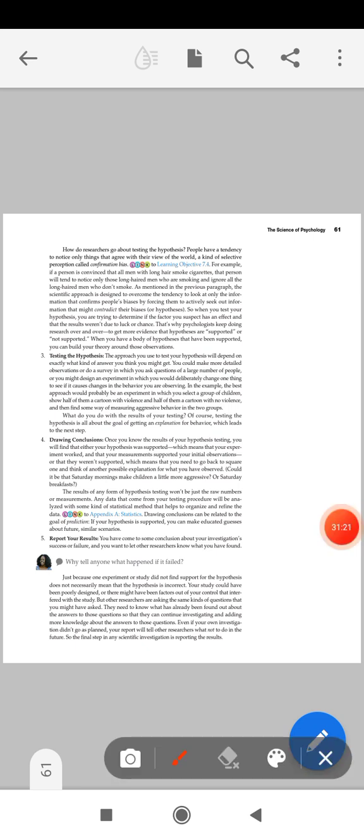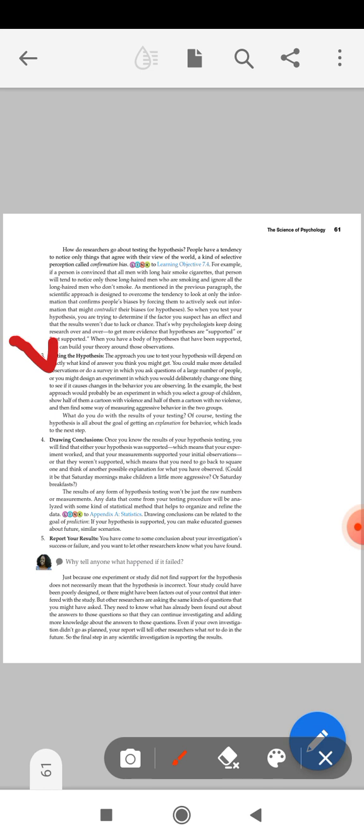Next one is testing the hypothesis. Now you have formed the hypothesis. How will you test your hypothesis? You have to conduct an experiment or observation or survey, anything else. There are many types of research methodologies which we will study in our next class, but we have to test our hypothesis. So let's suppose we are going with an experiment.